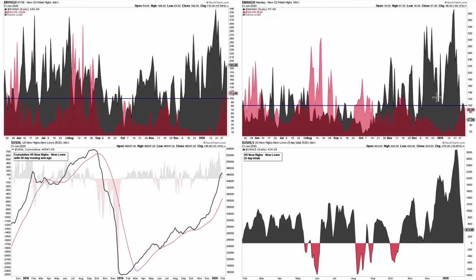So again, the 52-week highs have dropped significantly in the last week or so, but the 52-week lows have picked up, but they haven't yet got above the key 100 level very much.